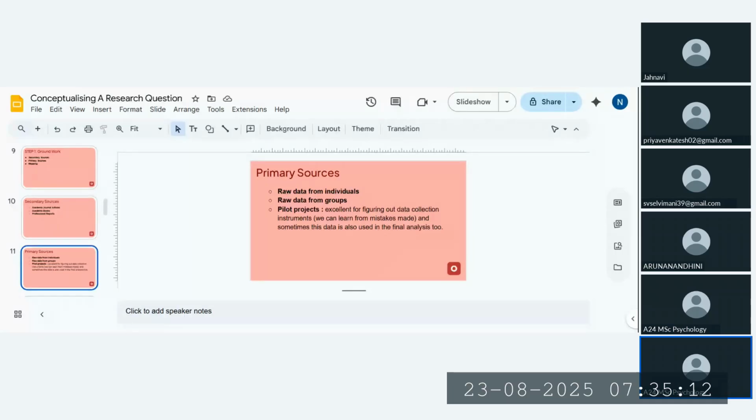Then you have primary sources. Primary sources are like raw data collection, which can be from individuals, it can be from groups, or institutions. And you can also have things like pilot projects.